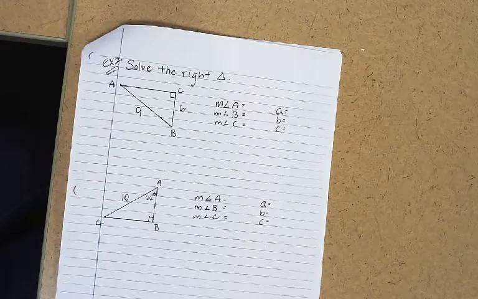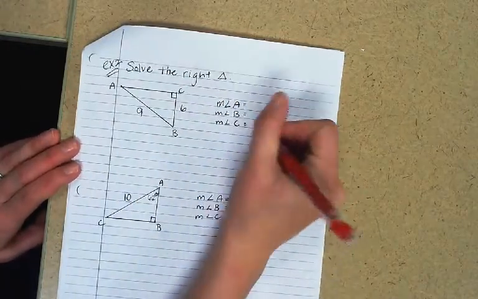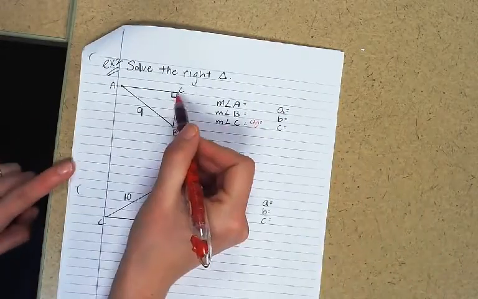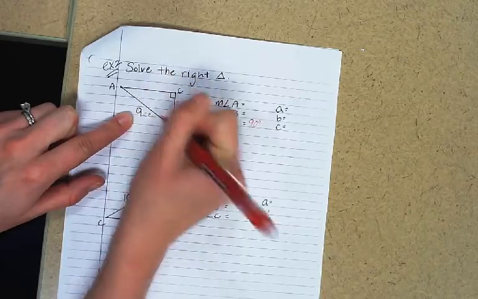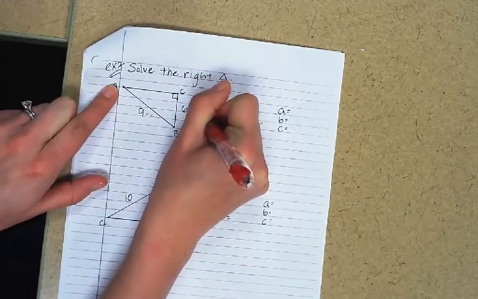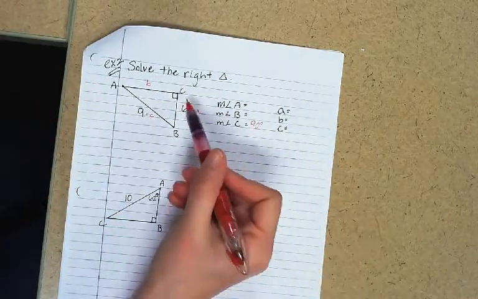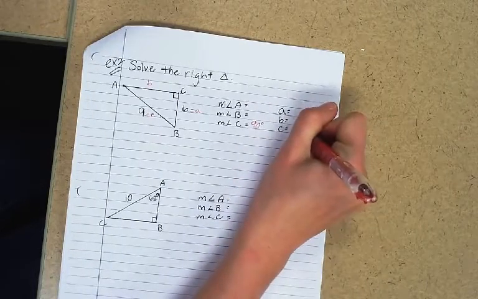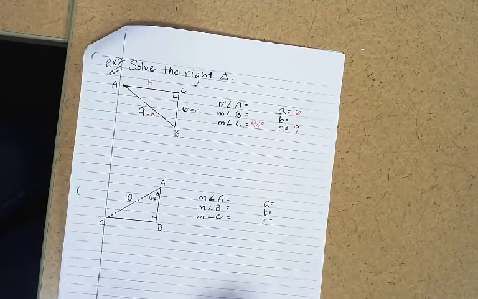The things that we already know: angle C there is 90 degrees, because that's the right angle. Opposite angle C, we know the hypotenuse. So this is lowercase c, this is lowercase a, and this is lowercase b. The side c is going to be 9. The side a is going to be 6, and we need to fill out the other 3 things.